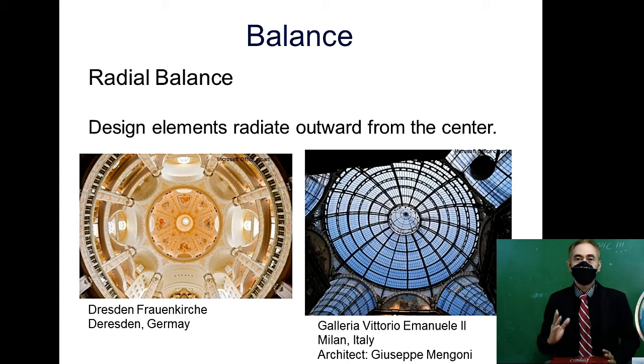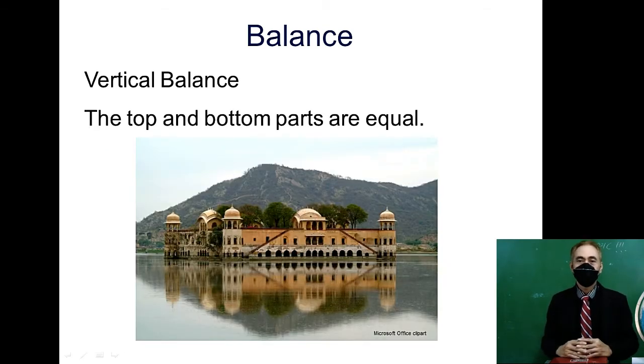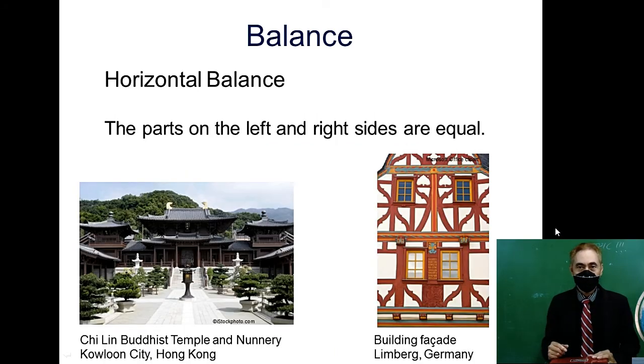Radial balance: design elements radiate outward from the center. Example here, the dome. These are radial balance. Vertical balance: the top and the bottom parts are equal. Example here, the towers, where the bottom and the top are equal. So that is an example of that balance.